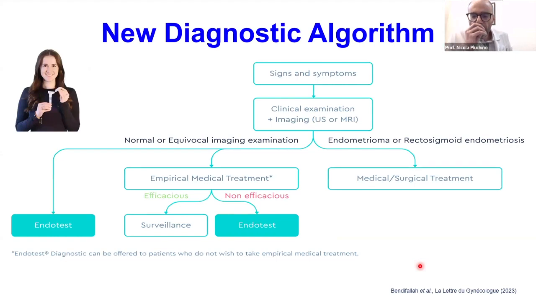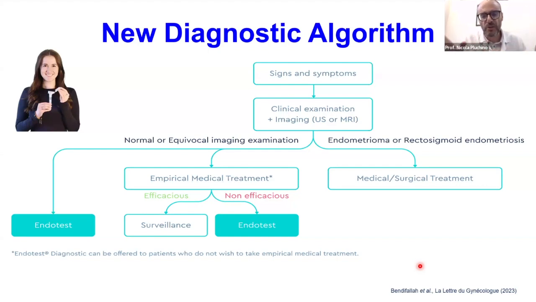So this powerful tool gives us also the opportunity to discuss a new diagnostic algorithm for our patients, in order to improve certitude and the quality of treatment of our patients. So if we start from signs and symptoms associated with a risk of endometriosis, of course, we follow the ESHRE guidelines that support the use of clinical examination, ultrasound, or MRI scan to make the diagnosis of endometriosis.